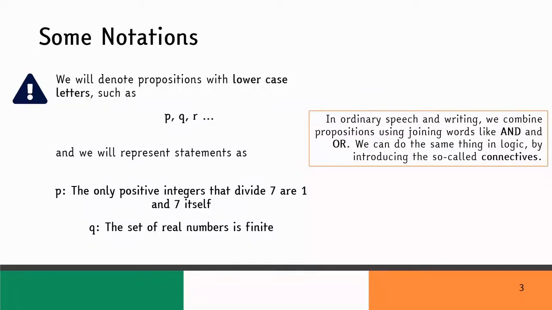In ordinary speech and writing, we combine propositions using joining words like and, or. We can do the same thing in logic by introducing the so-called connectives. Before we go on to connectives, let us see what truth tables are.